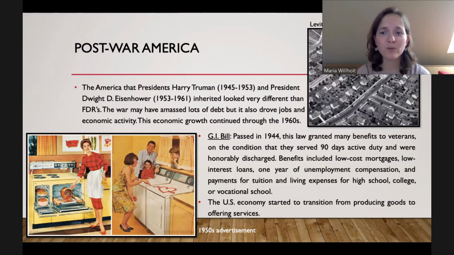And these benefits were influential. They included low cost mortgages, so you could have your slice of the American dream. You could buy a house and you could pay a low interest rate for your mortgage. You had low interest loans, so you could start a business. You also had 1 year of unemployment compensation. So if you came home from the war, you weren't stuck trying to find a job immediately. You could get some help. It would help you transition.